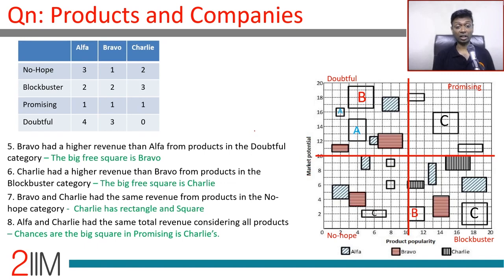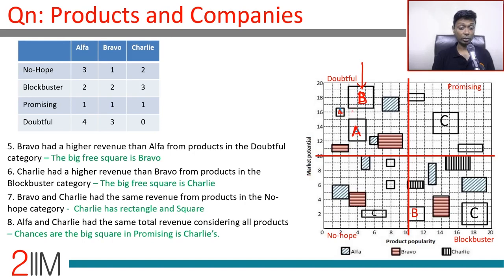Bravo had a higher revenue from products than Alpha in the doubtful category. In the doubtful category, Alpha has 4, but Bravo has more revenue. So Bravo should have the big missing square. The other 2 should be Alpha. So this should be Bravo. I'm not shading it in red because I want to recognize A, B very clearly. This is A, that is B.